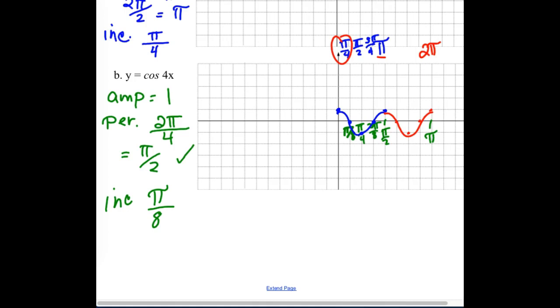In order to get credit for these trig graphs, you have to have your tick marks labeled. All right? Otherwise, there's no way for me to tell if you've done it correctly, because I can have the same picture for 10 different questions. It's all in the spacing. Okay? All right.